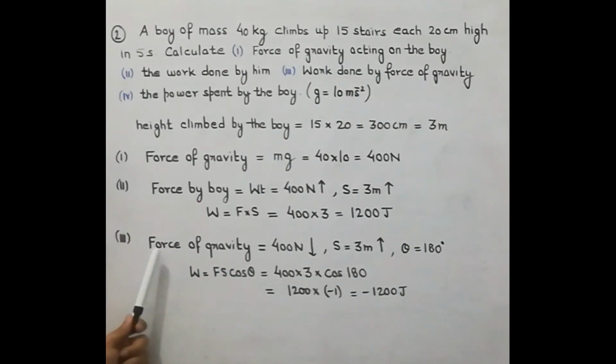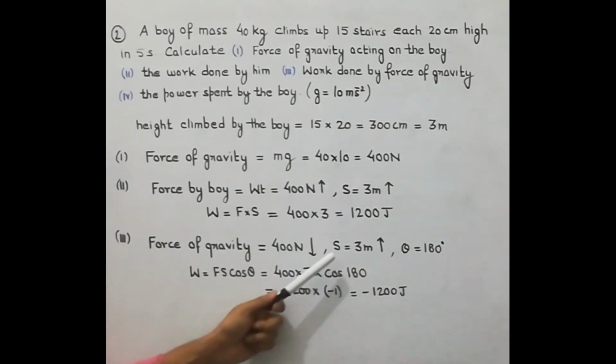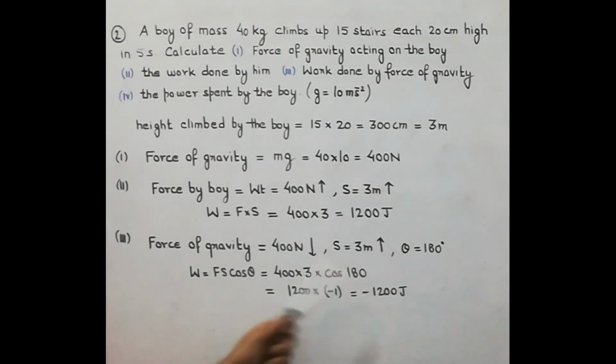But here we have to calculate work done by force of gravity. Force of gravity is in the downward direction whereas displacement is in upward direction. So the angle is 180, so it will be minus. Remember, wherever theta is 0, you need not show the working. You straight away use the formula F into S.